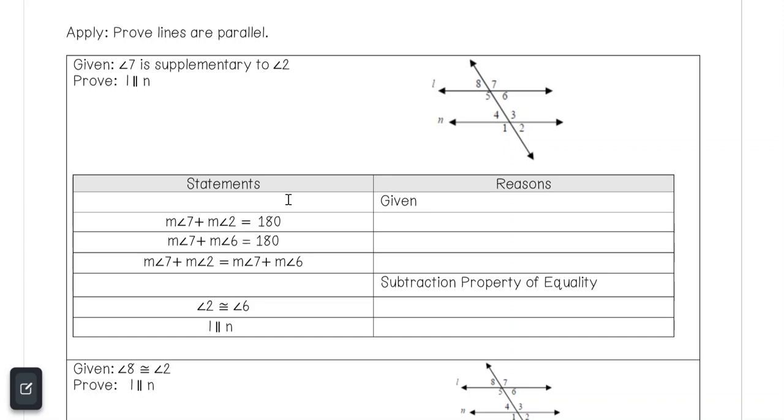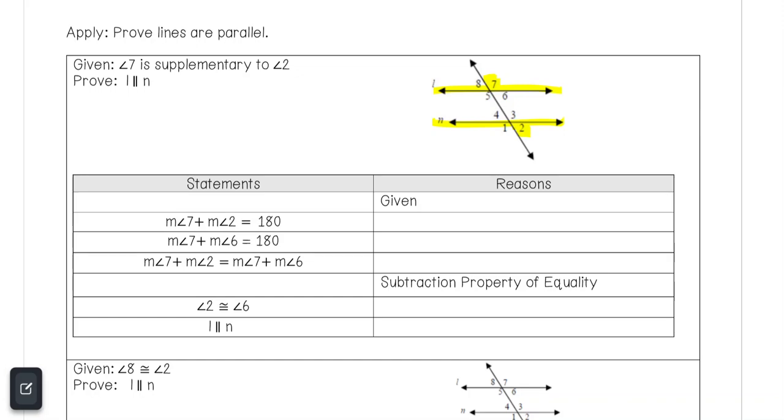So in the first proof, it says given angle 7 is supplementary to angle 2. So looking at them on the diagram, if I were to just look at this, I don't have enough information necessarily to assume that that is true, but because it is given, we can believe that, right? It's part of our proof. We're being asked with that information to prove that line L will be parallel to line N in the diagram. We're trying to prove that they are parallel. So we don't know for sure that they're parallel.